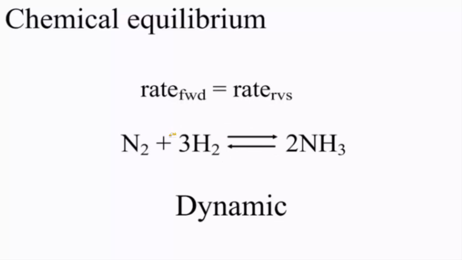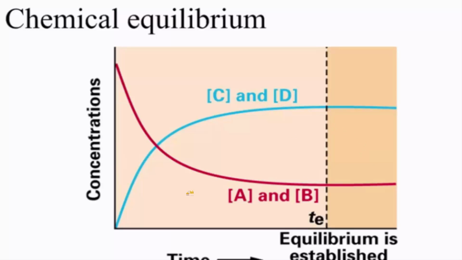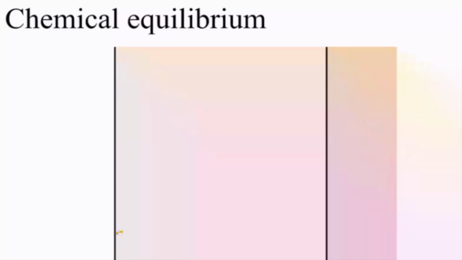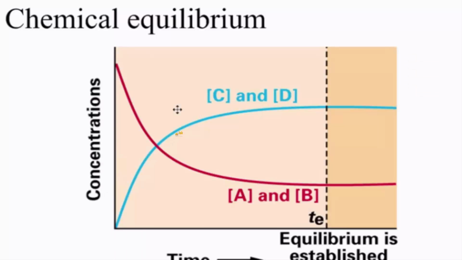So in the initial stage, if this is lesser, automatically lots of forward reaction will be happening. Once it is more, reverse reaction will happen. So obviously the concentration of the reactants will be getting lower here. You can see it's coming down. And the concentration of the products is going up. At one stage the concentration is stable. That's when equilibrium is established. This is referred to as chemical equilibrium.